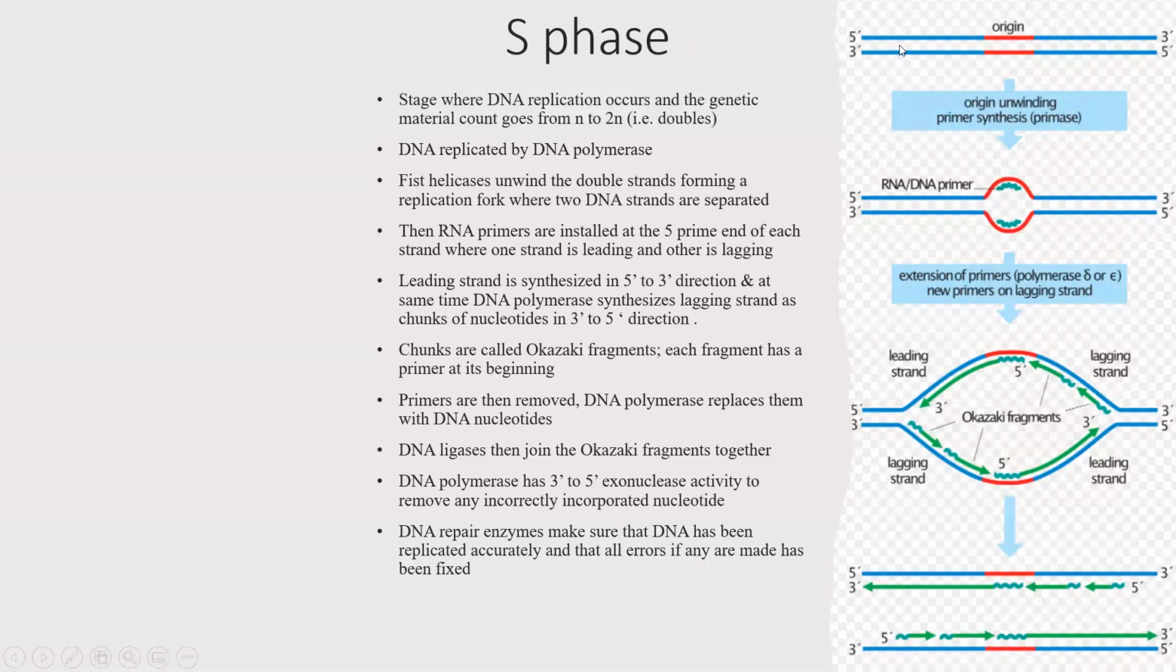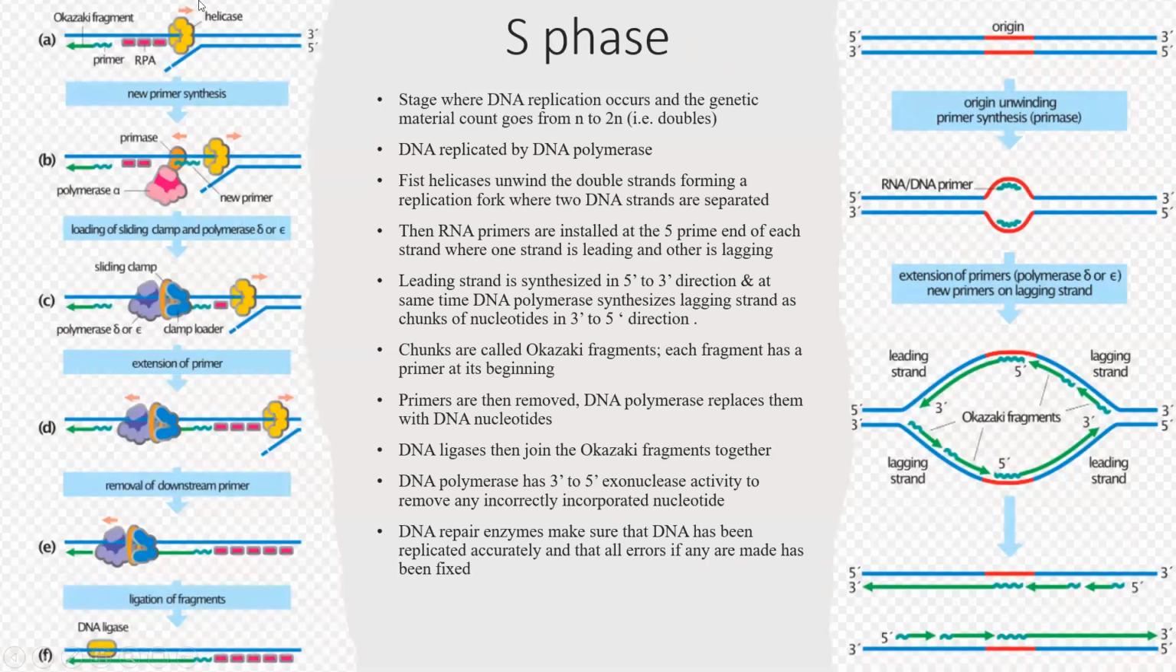Here are some graphics. Here is the origin, and then it unwinds by the helicases, forming the replication fork. Then the RNA primer, which is in red, is removed and replaced by normal DNA nucleotides. And then DNA ligase stitches the gaps. And this is a more detailed portrayal of what I explained regarding the lagging strand and Okazaki fragment formation.